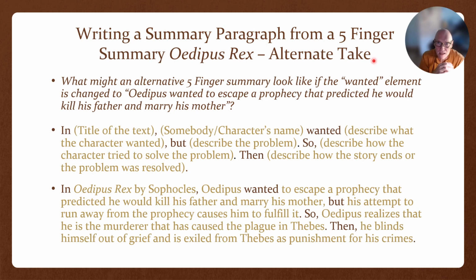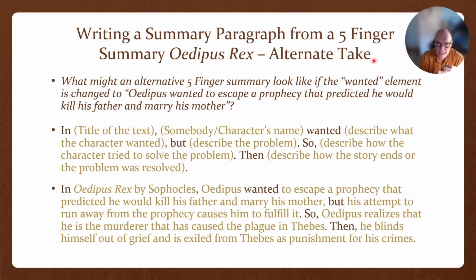So sometimes there's going to be more than one major conflict that you can identify in a work, and more than one conflict that involves or affects how the story plays out. So in Oedipus, what might an alternative five-finger summary look like if we changed the wanted element, from what we have to Oedipus wanted to escape a prophecy that predicted he would kill his father and marry his mother.